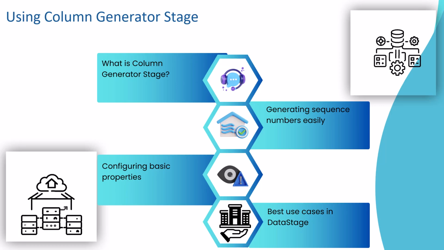Now, let's talk about the column generator stage. It's basically your automatic number generator in DataStage. Want sequence numbers without breaking a sweat? This stage does it for you. Just configure a few properties and voila. A structured set of numbers appears like magic. If only life worked that way, right?